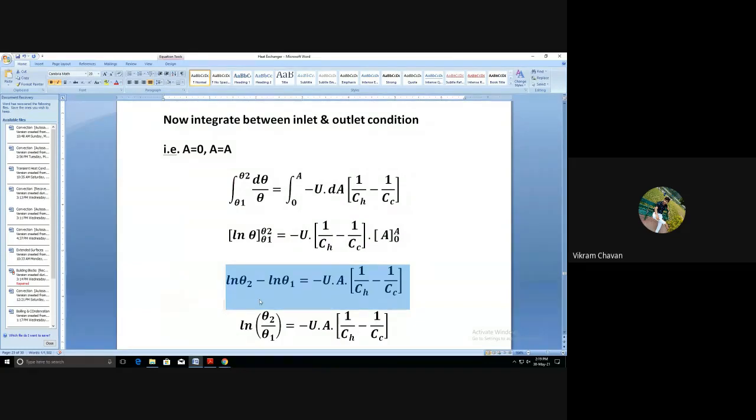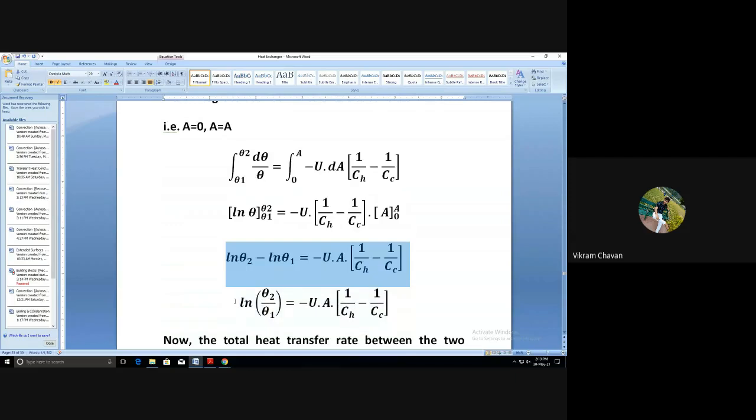If you apply the logarithmic rule for this log subtraction, you will get ln of theta 2 divided by theta 1, which is equal to minus U multiplied by A multiplied by inside bracket 1 upon Ch minus 1 upon Cc.